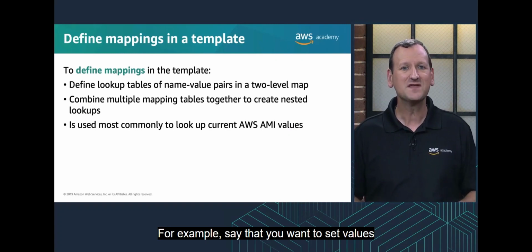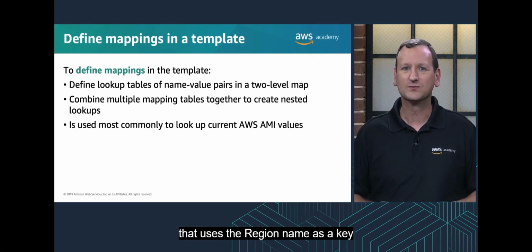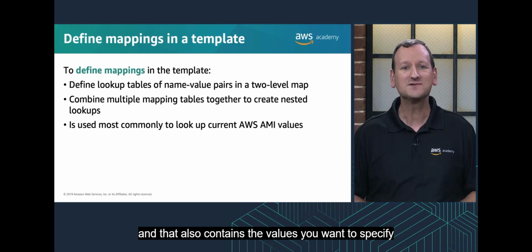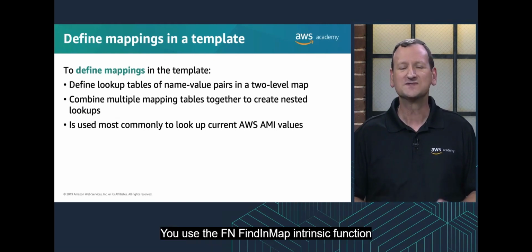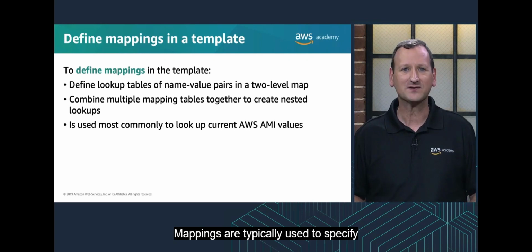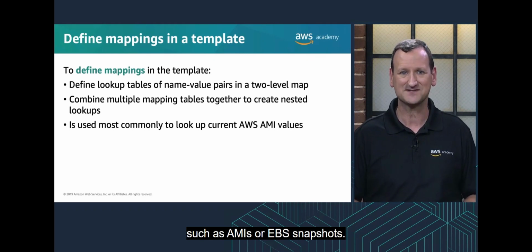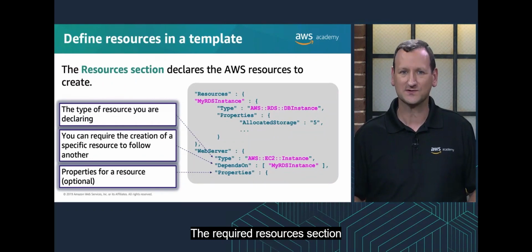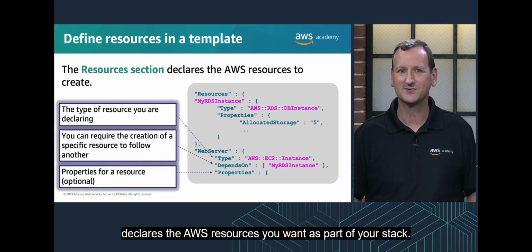For example, say that you want to set values based on a region. You can create a mapping that uses the region name as a key and that also contains the values you want to specify for each specific region. You use the Fn::FindInMap intrinsic function to retrieve values in a map. Mappings are typically used to specify different region ID values for the same type of resources, such as AMIs or EBS snapshots.